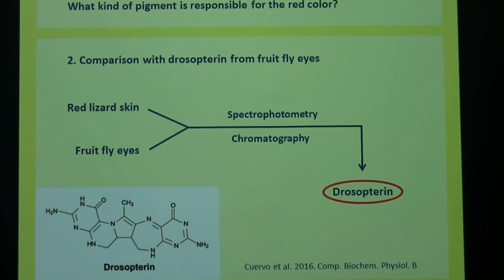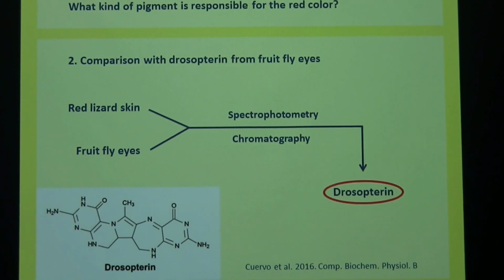Then we compared the pigment found in the lizard with drosopterin from fruit fly eyes using thin layer chromatography and spectrophotometry, and found that both pigments were identical. So the pigment responsible for the red color in the spiny-footed lizard is drosopterin.